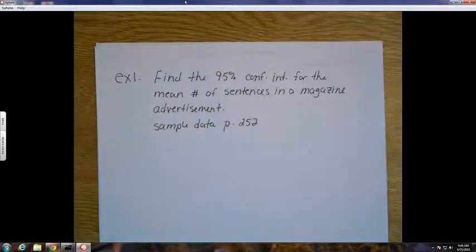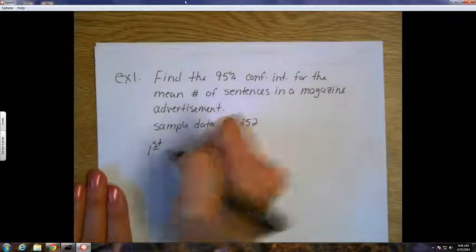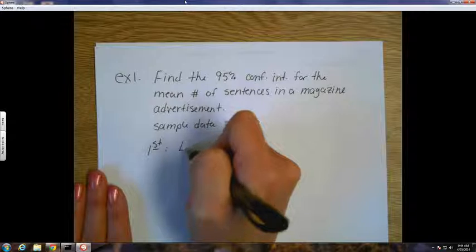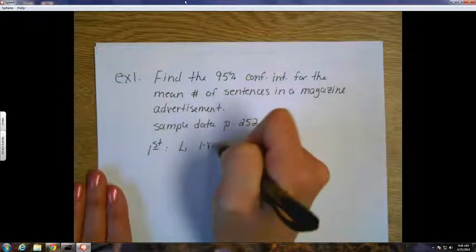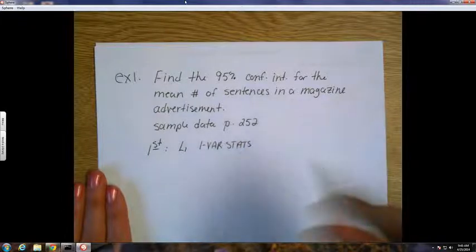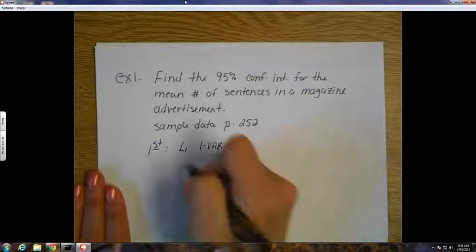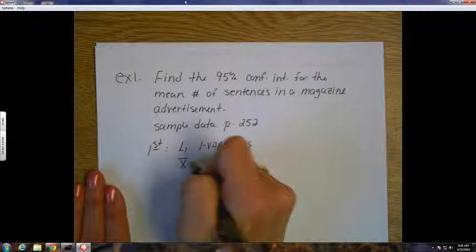So, the first step was to use L1 and then one-bar stat. Sometimes they tell you these two numbers and you just use them and you move on to step 2. If they don't tell you what's there and they give you the raw data like this, then you got to run one-bar stat. So, what did you get for the mean?